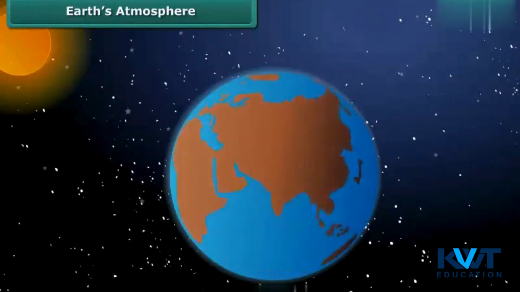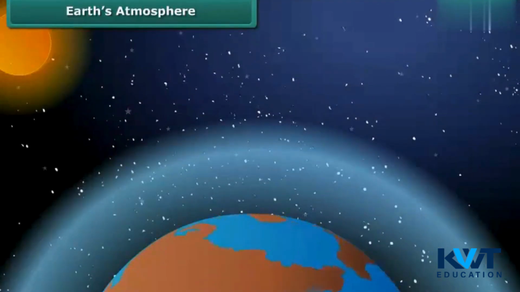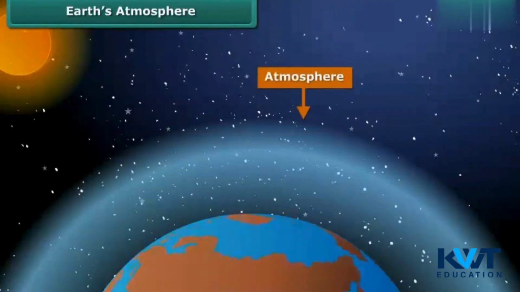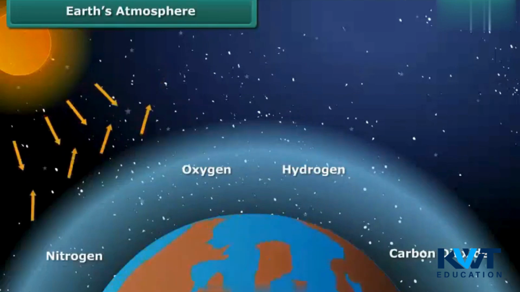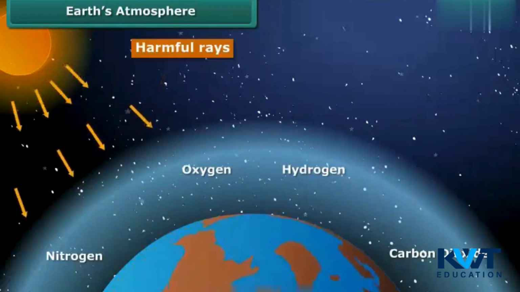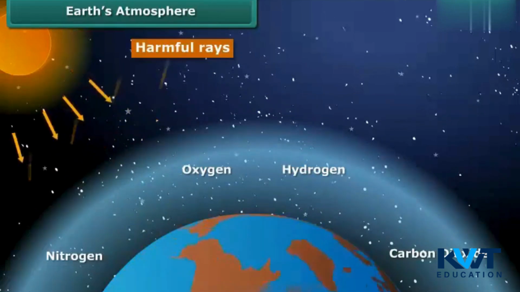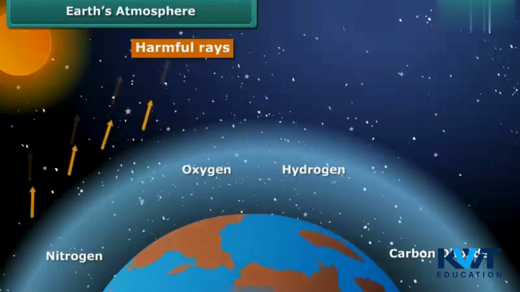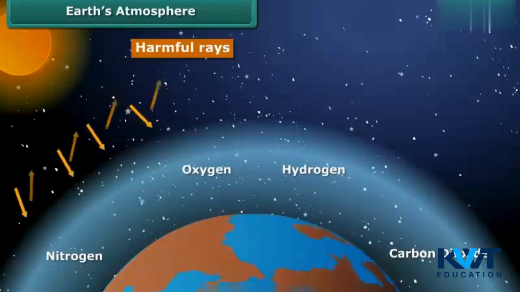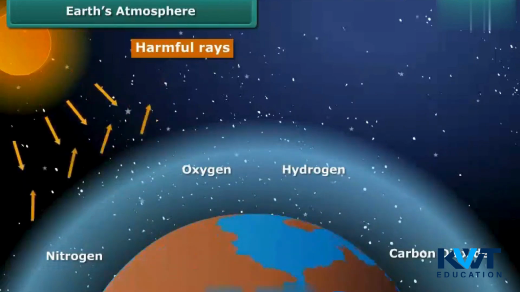Our Earth is surrounded with a blanket of several gases called the atmosphere. This atmosphere contains mainly nitrogen, oxygen, hydrogen, and carbon dioxide along with some other gases. The atmosphere protects us from some harmful rays that can come from the sun. The atmosphere plays a very important role in regulating the temperature of Earth in order to sustain life on it.